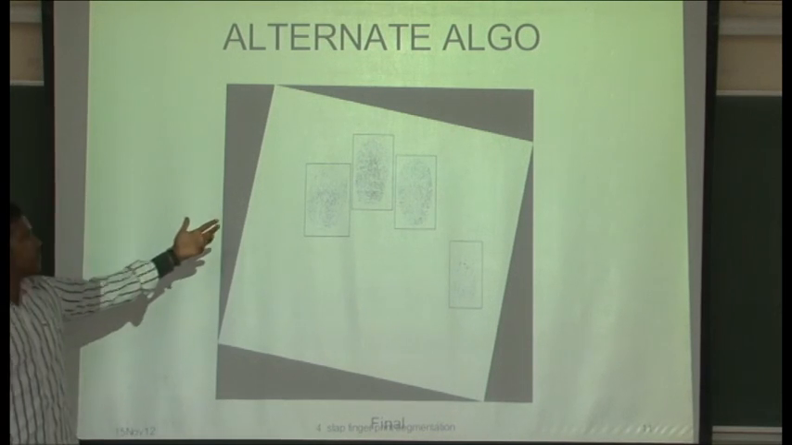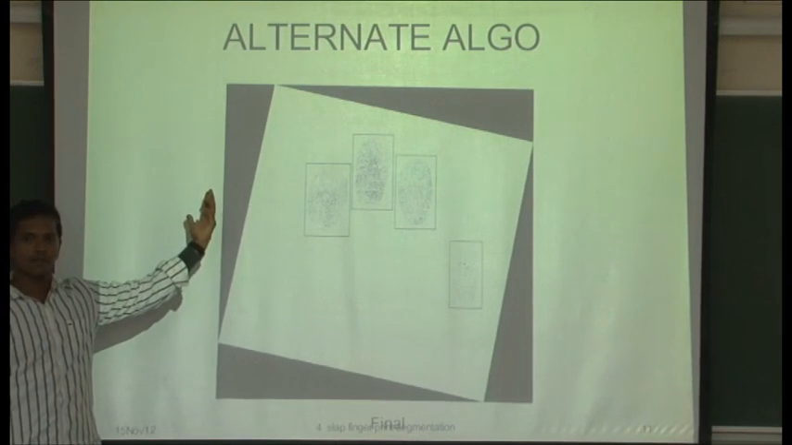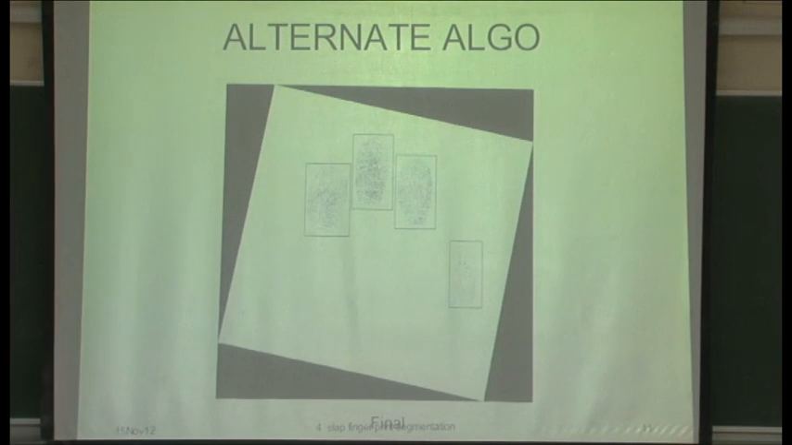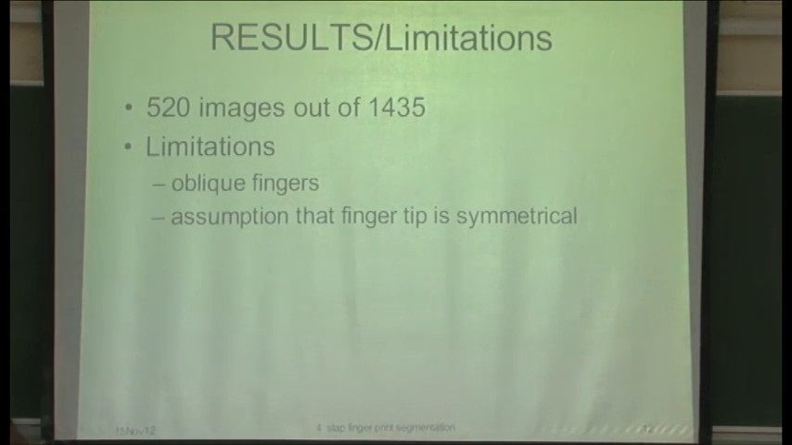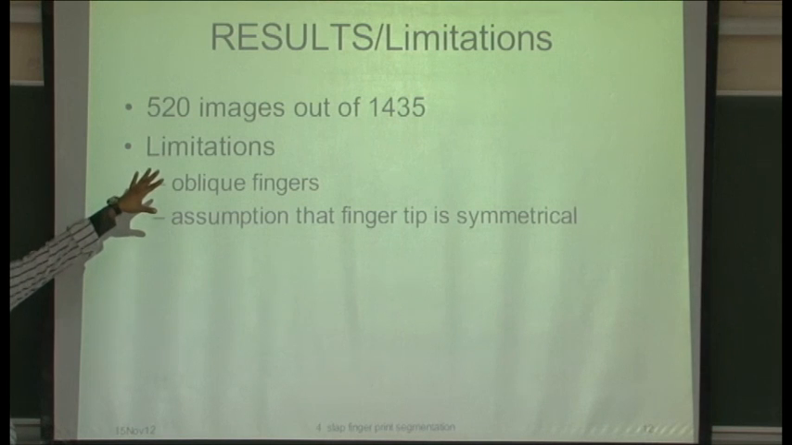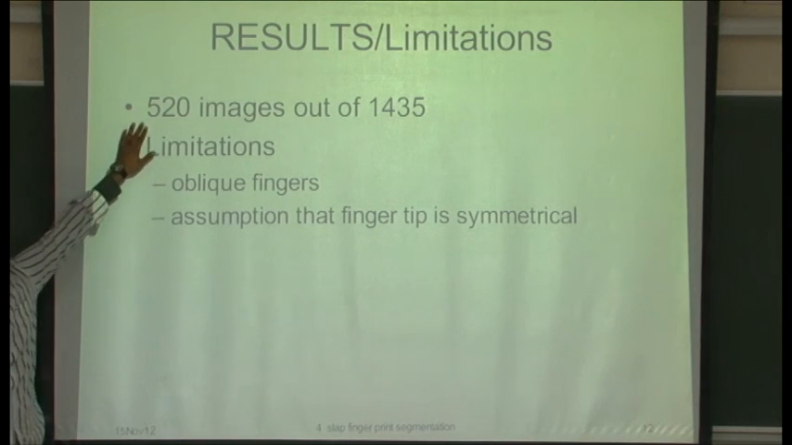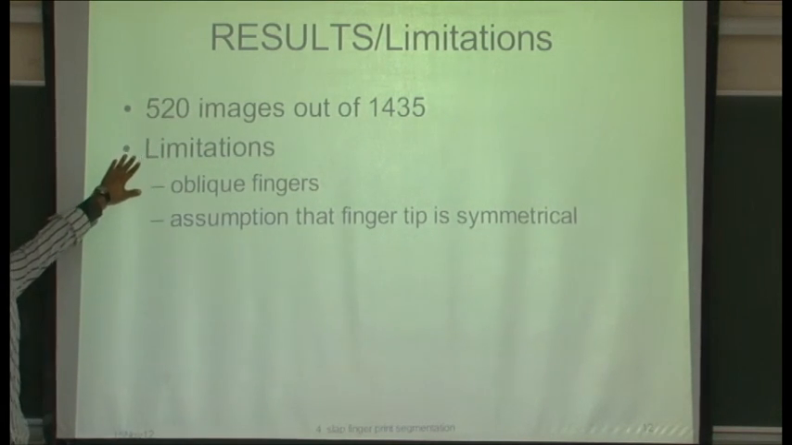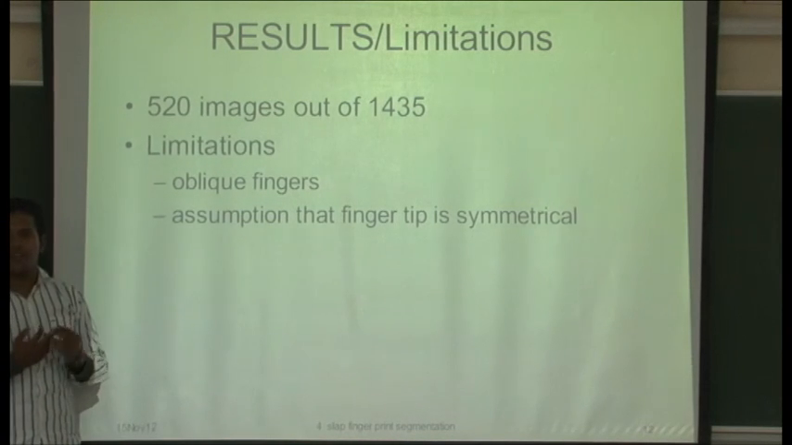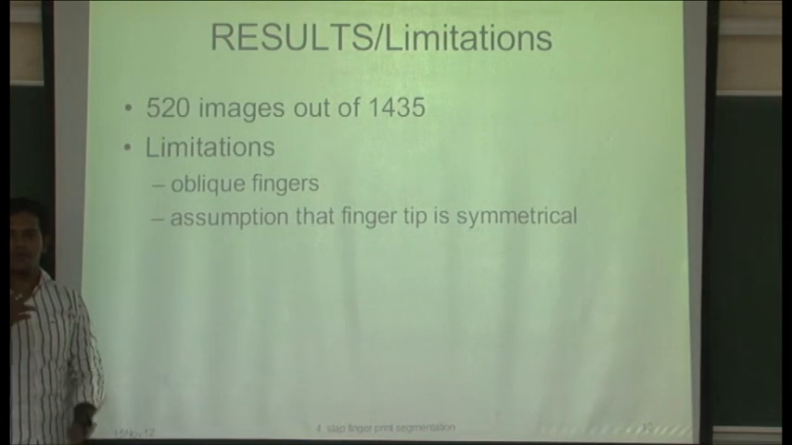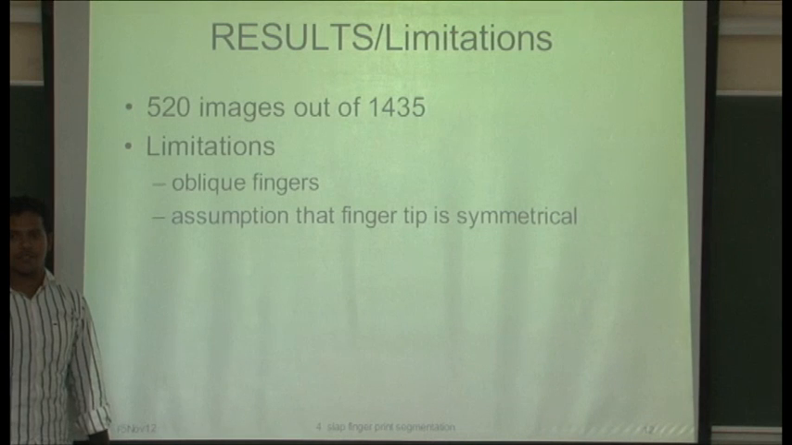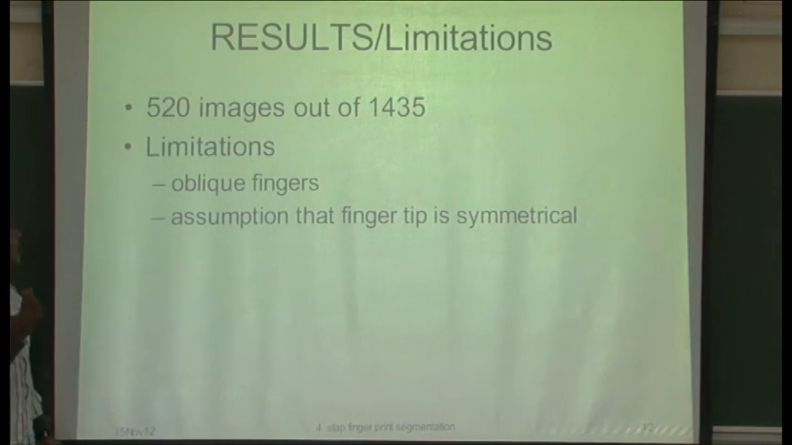Then I have tilted the image and applied the whole algorithm. So I am getting these results. Out of 520 images, these are errors. These are mainly due to oblique fingers. The finger tops were not symmetrical, so I was not getting the exact angle of rotation. And so that's it. It's a good number, right? 520 of 12 images.